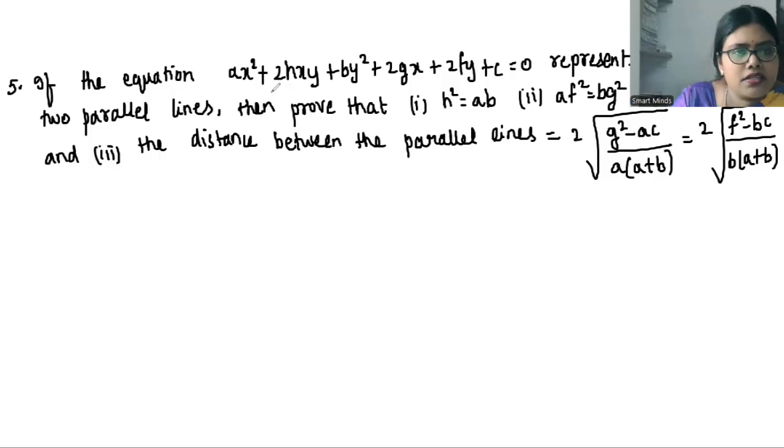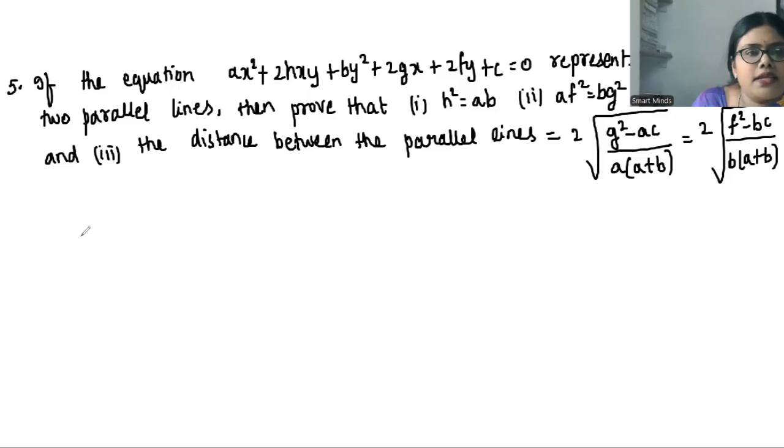Now let us take the next theorem from pair of straight lines. If the equation ax square plus 2hxy plus by square plus 2gx plus 2fy plus c equals to 0 represents two parallel lines, then prove that number 1, h square is equal to ab, number 2, af square is equal to bg square, number 3, distance between parallel lines is equal to 2 root g square minus ab ac by a into a plus b, or that is also equal to 2 root f square minus bc by b into a plus b.